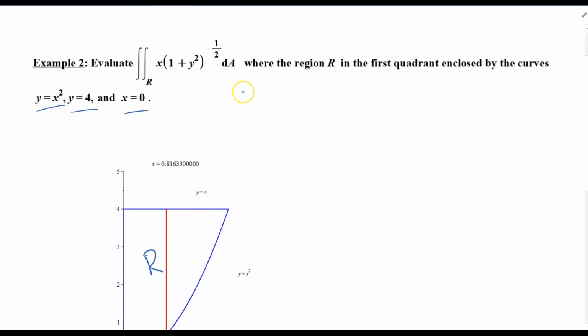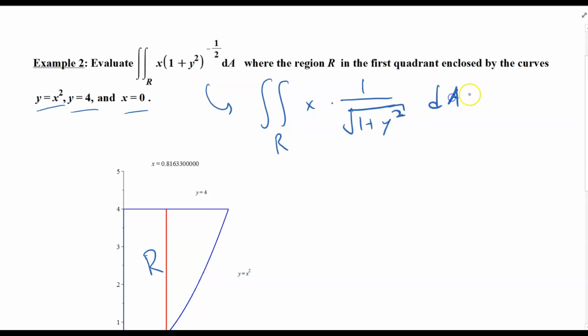Just a quick note, many textbooks will write this integral in this fashion, and they do that to save space, but this is really just x times 1 over the square root of 1 plus y squared. All right, now let's think about the setup for this one.